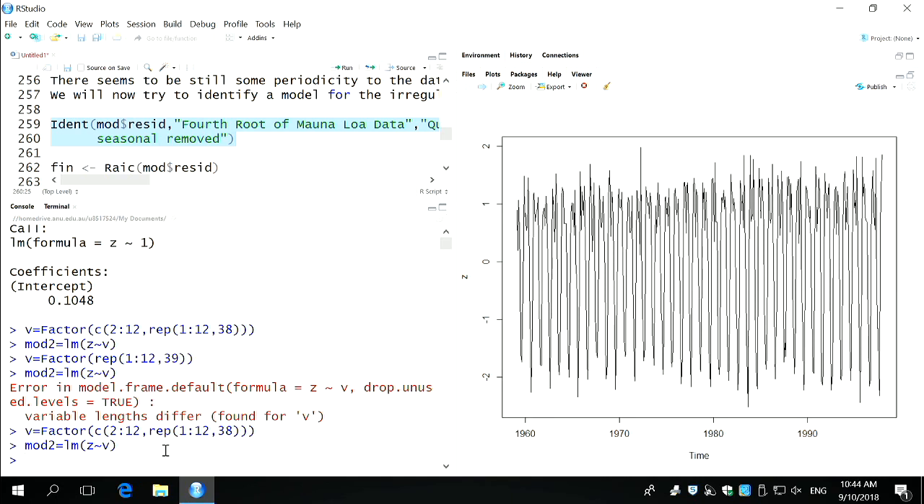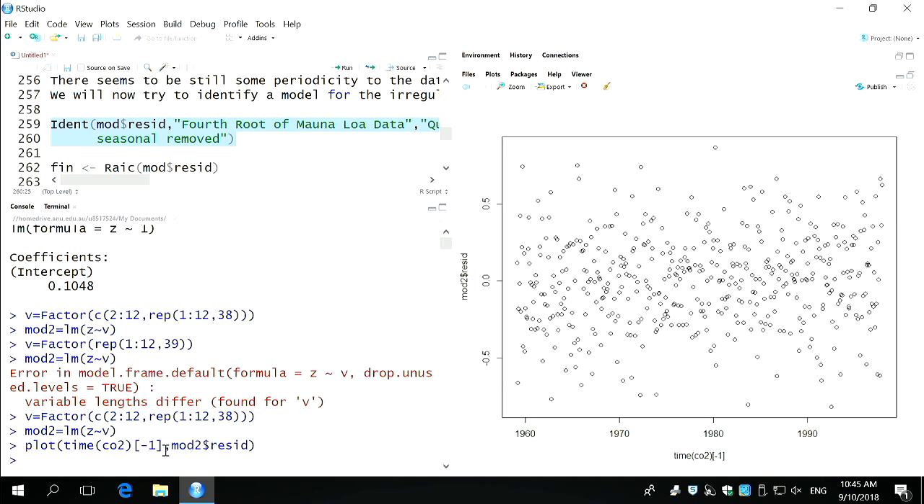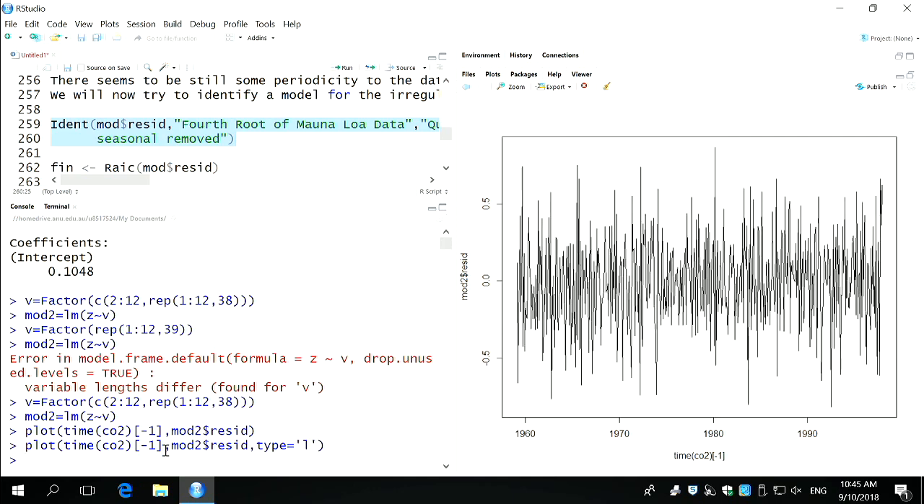So I fit a trend and I fit my seasonal. What's left? Let's plot time of CO2 without the first element against mod2 resid, type equals L. There's my residual series. So it should look flat. It shouldn't look like it's got that repeated structure. This looks fine. Now let's do a Box-Jenkins identification of it.